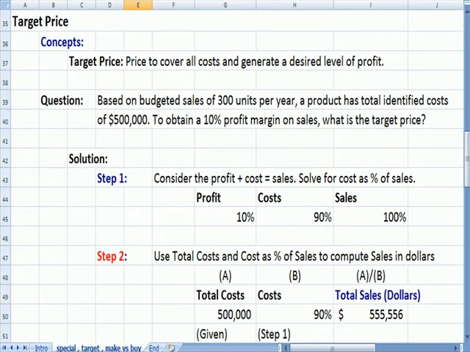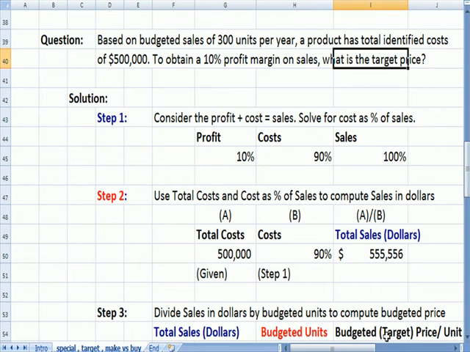Let's switch gears and talk about an example on target price, which is the flip side of the special order question we just did. Target price, by definition, is the price to cover all your costs and generate a desired level of profit. So here's a question. Let's assume you have budgeted sales of 300 units a year, and you've identified total costs of $500,000 for your product. In order to get a 10% profit margin, what would your target price have to be? This is a little tougher than it looks, at least I thought.